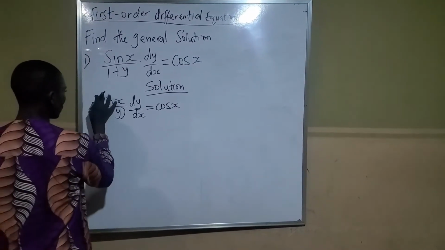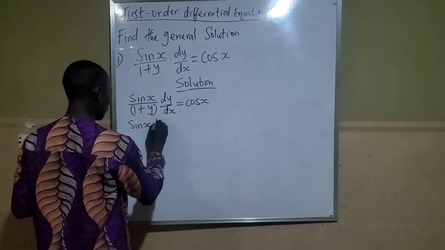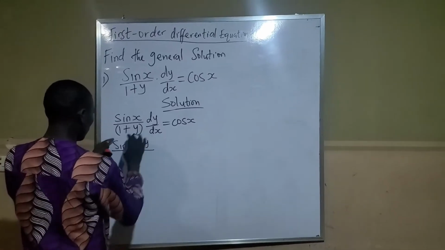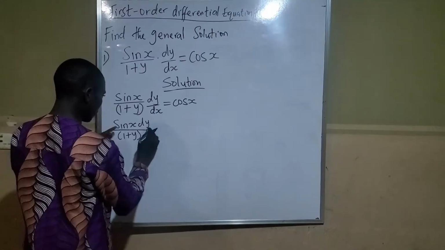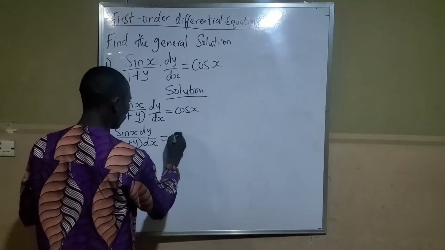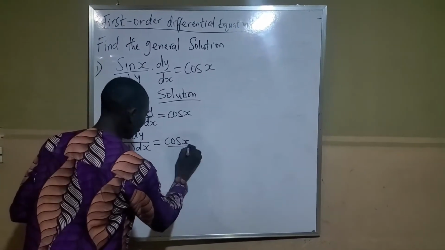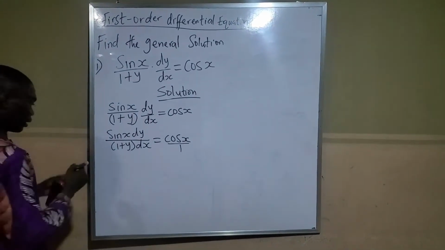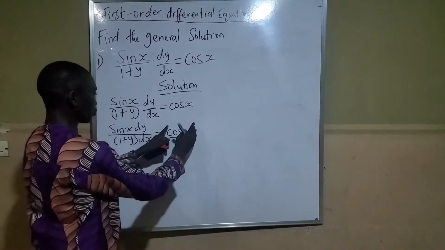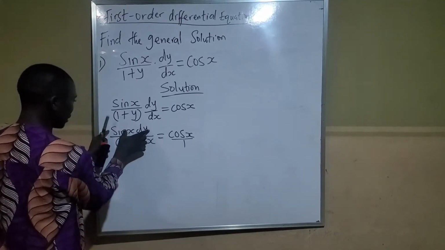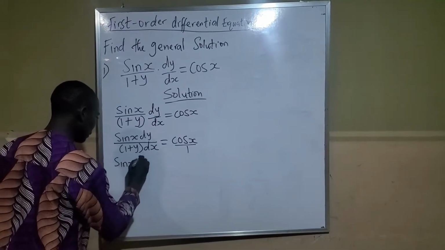Okay, firstly, if I use this one to multiply this, it will give me sin x dy all over 1 plus y dx, equals cos x. Now I will cross multiply. If I use this one to multiply this, it will still give me this, which will be sin x dy.